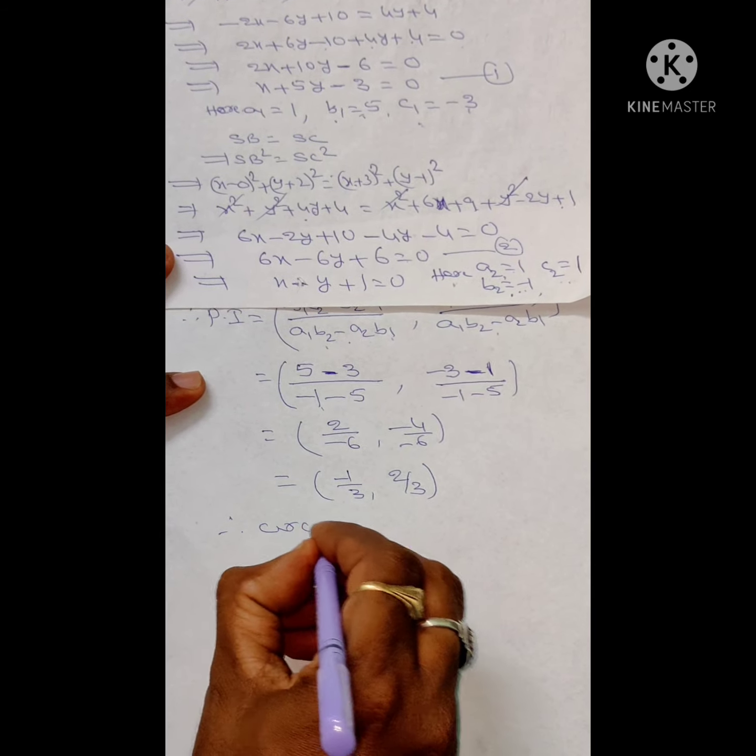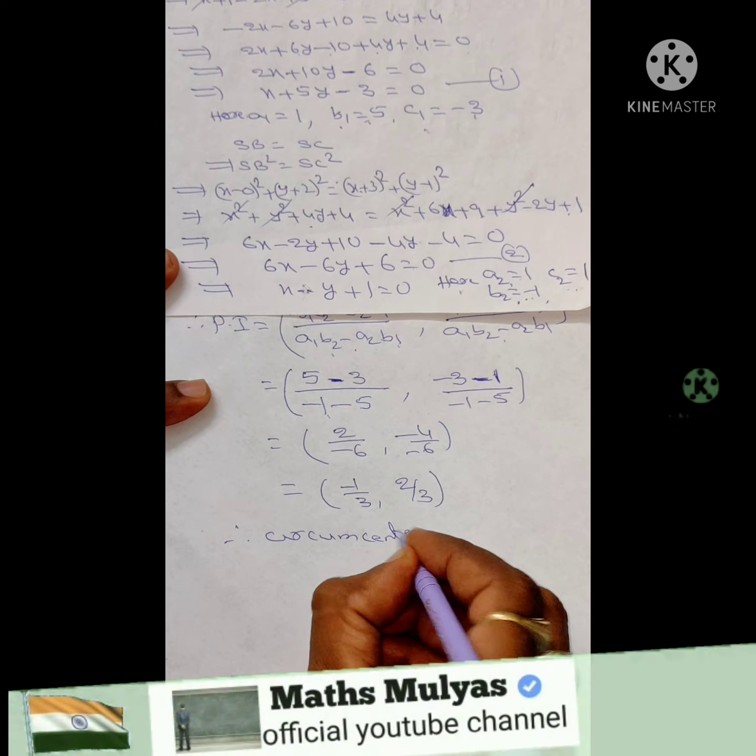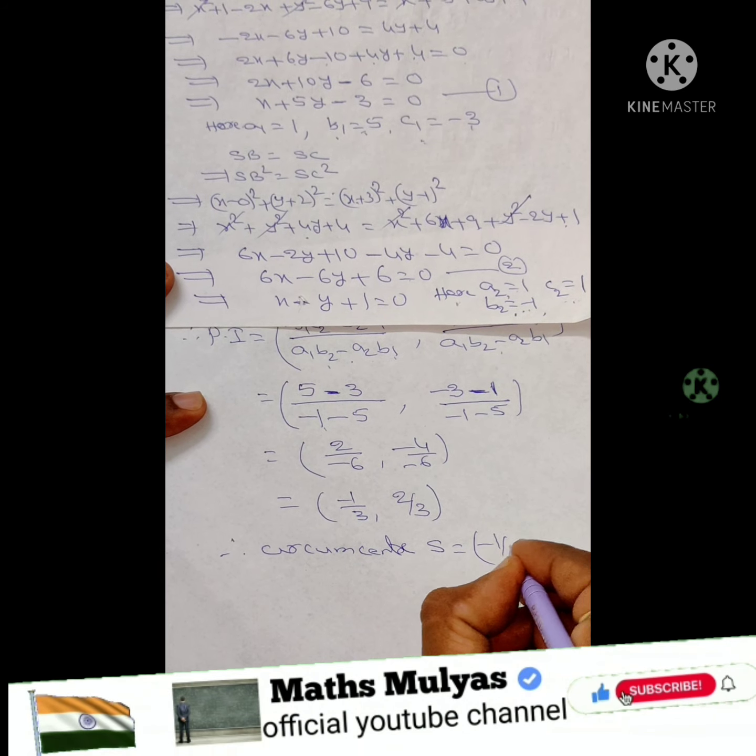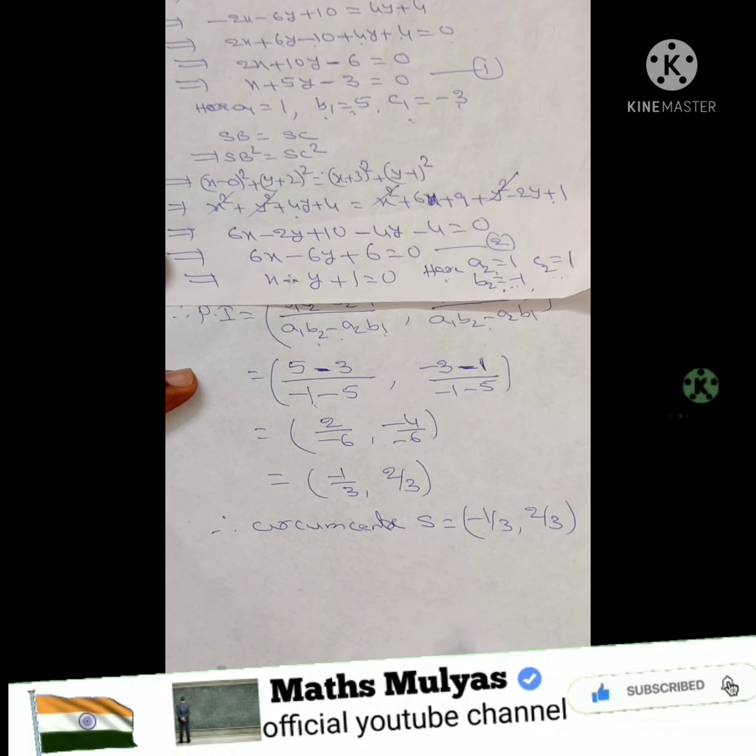Therefore, circumcenter S is equal to minus 1 by 3, 2 by 3.